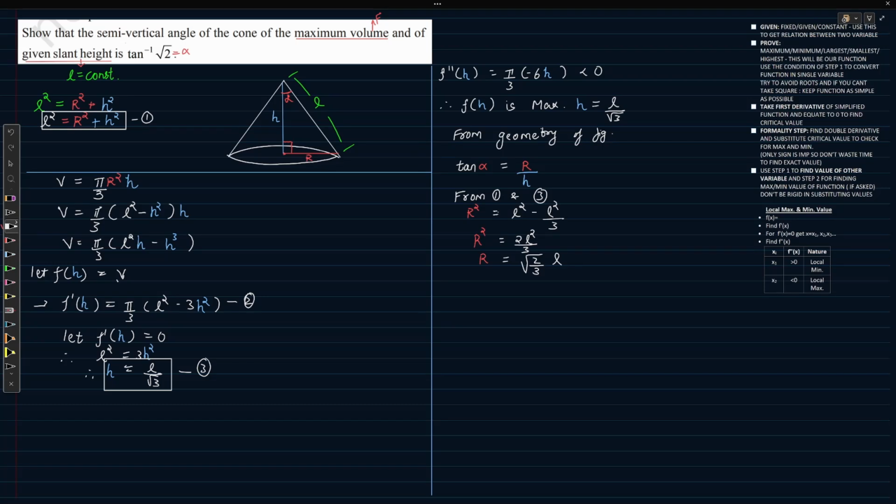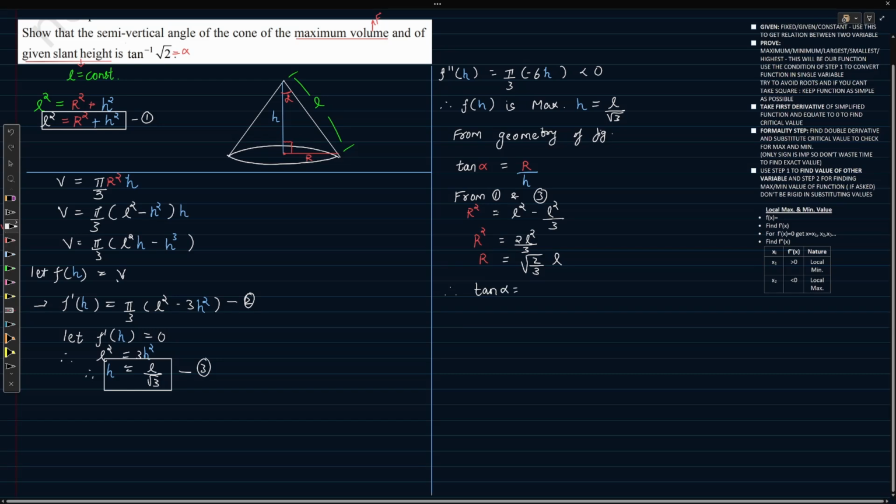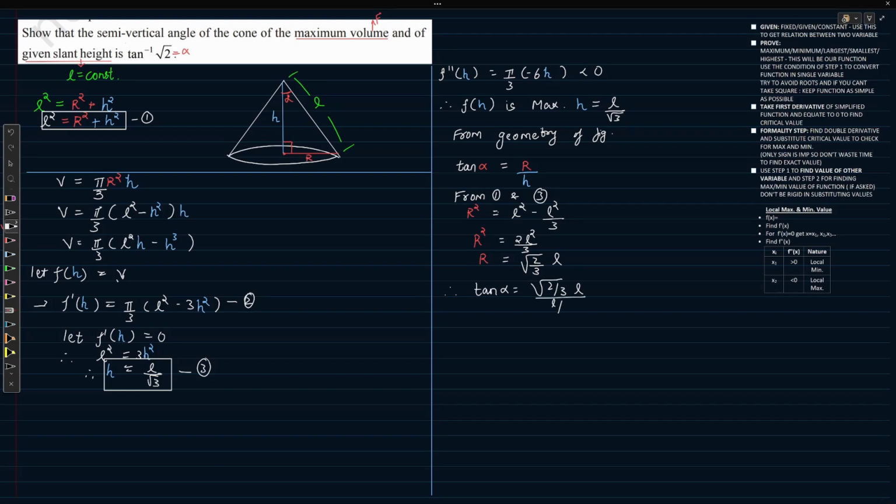Now taking the ratio, tan alpha will equal, instead of R we can write root 2 by 3 of L, instead of H we can write L by root 3. L and root 3 will get cancelled out. Final condition: tan of alpha equals root 2, or we can say alpha equals tan inverse of root 2. Our answer.